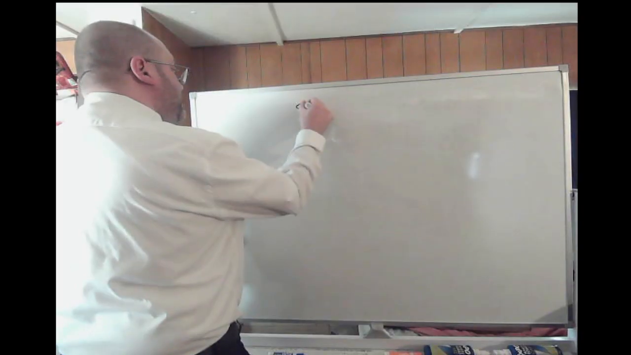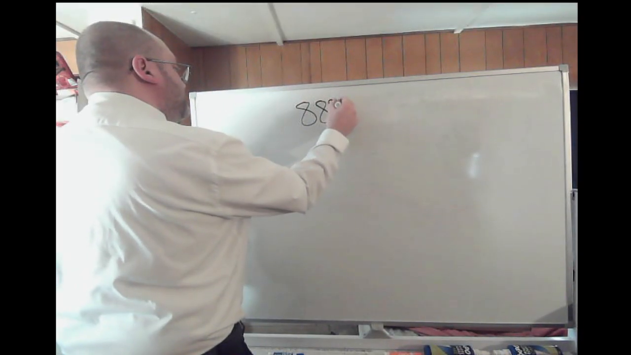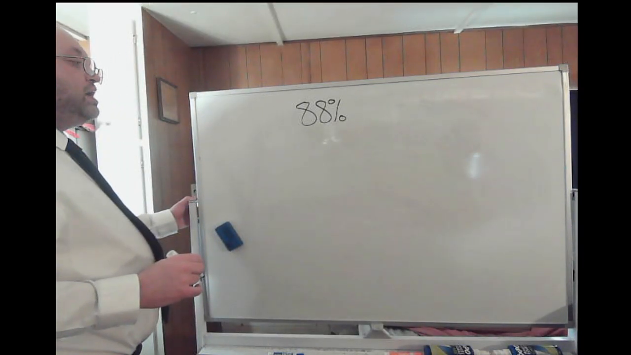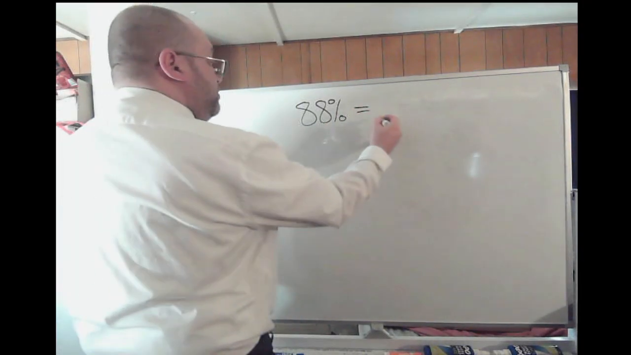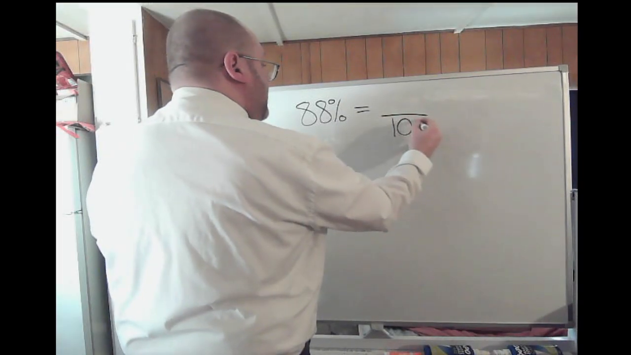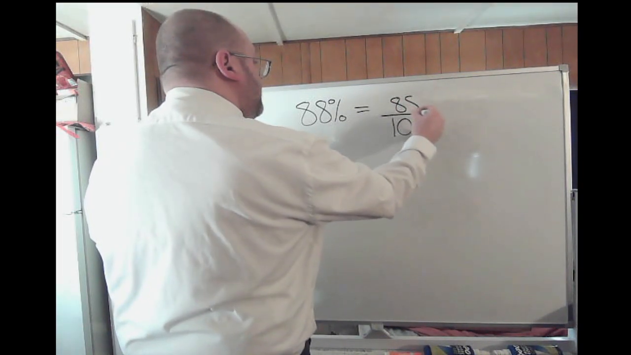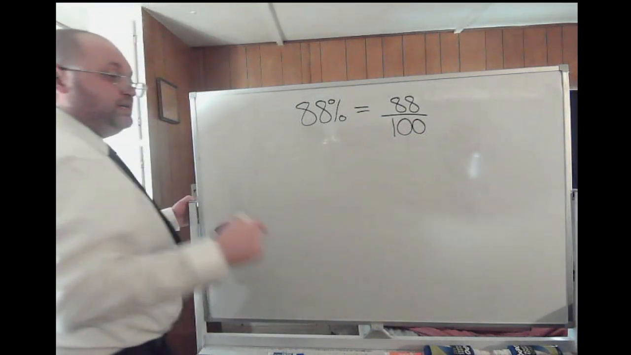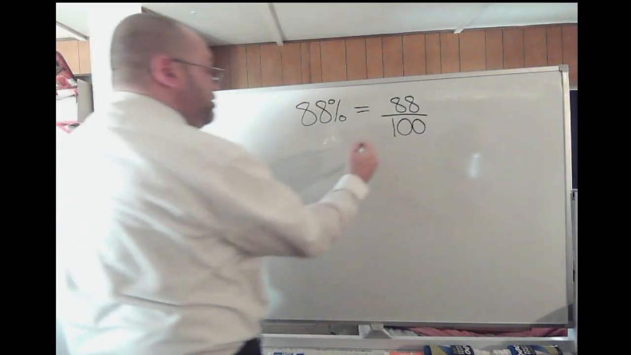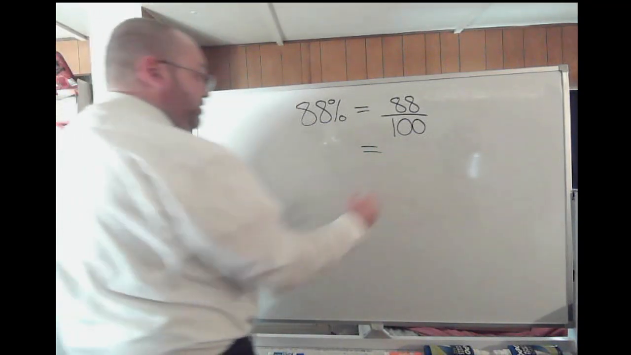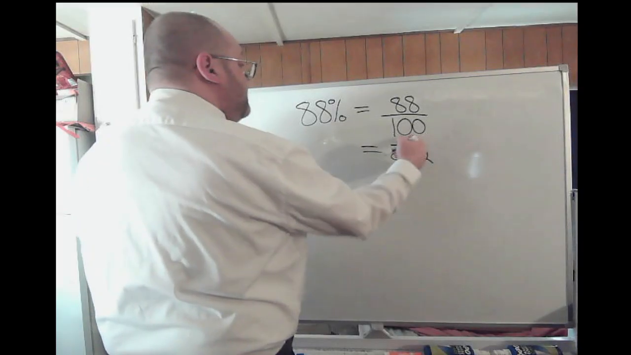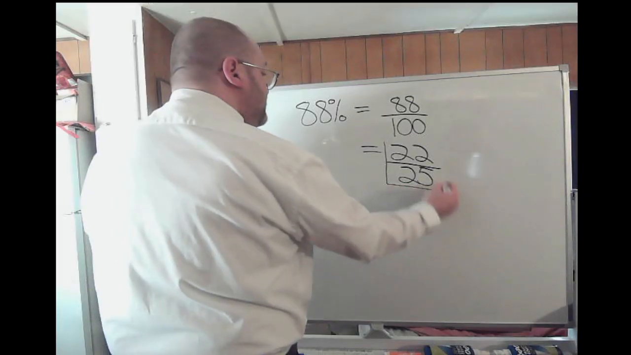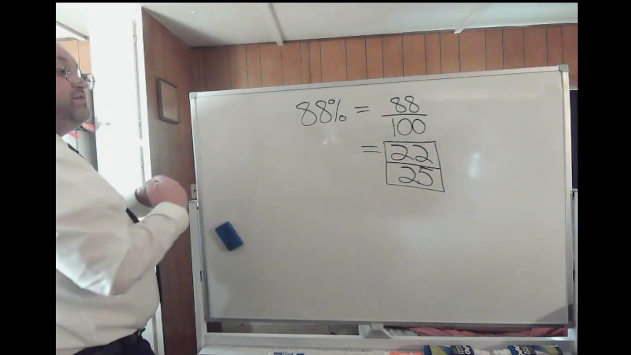Alright, let's try 88%. We have 88%. So again, percent means per 100. That's out of 100, so you have 88 out of 100. We want to convert this to a fraction in simplest form. Well, between 88 and 100, it's pretty clear we have a common factor of 4 between both of them. If you divide 88 by 4, you get 22. If you divide 100 by 4, you get 25. So 88% is going to be 22 out of 25 as a fraction.